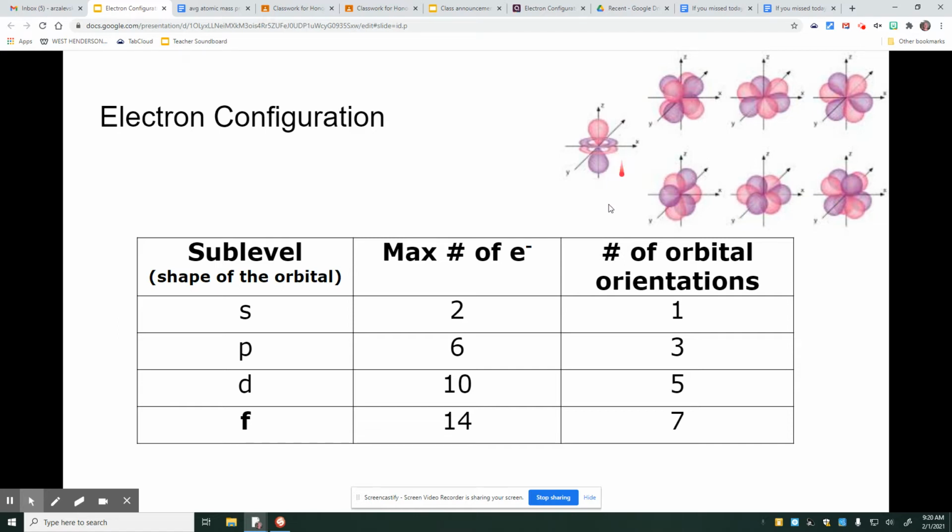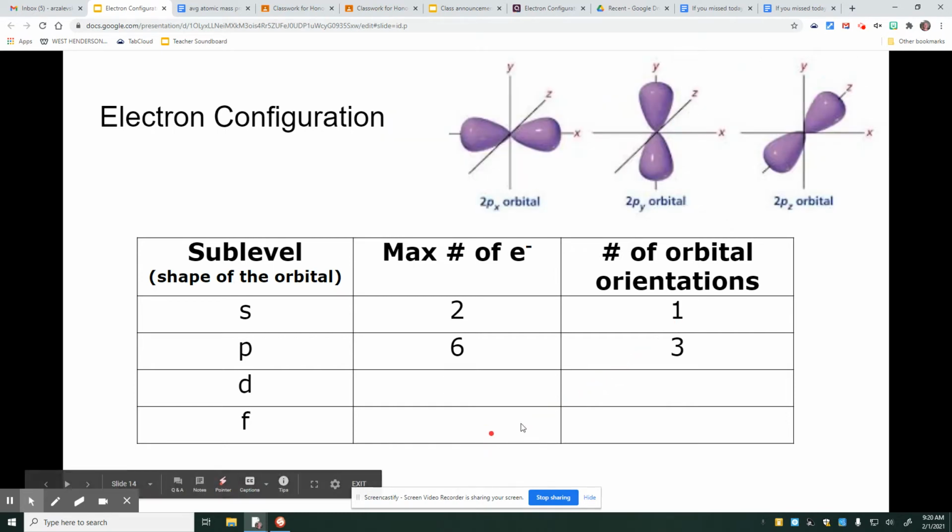Now, how do some of these numbers relate? Well, if you'll notice, this column is half this column. So that means 2 electrons can fit in each orbital orientation. If I go back to P sublevel, it can hold up to 6, and there are 3 orbital orientations. So that means you can have 2 electrons in this orientation, 2 electrons in this orientation, and 2 electrons in this orientation, giving you a total of 6.